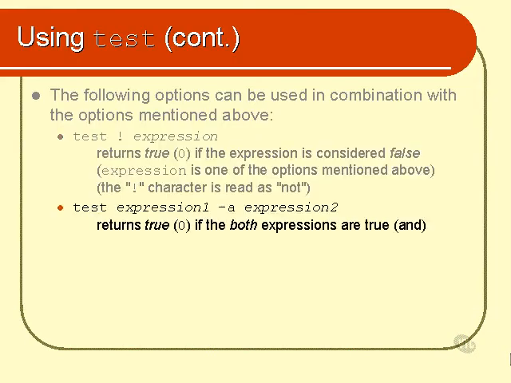We can also test to see whether two expressions are both true using the -a option. -a is short for and. You can read this as saying test to see if expression 1 is true and expression 2 is true. Now I'll give you a little demonstration of that as well.